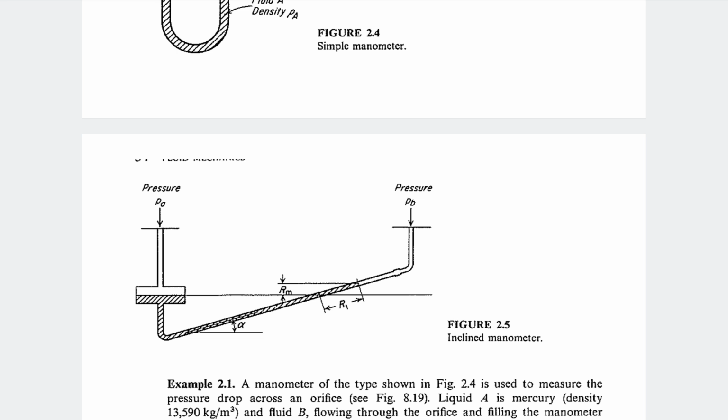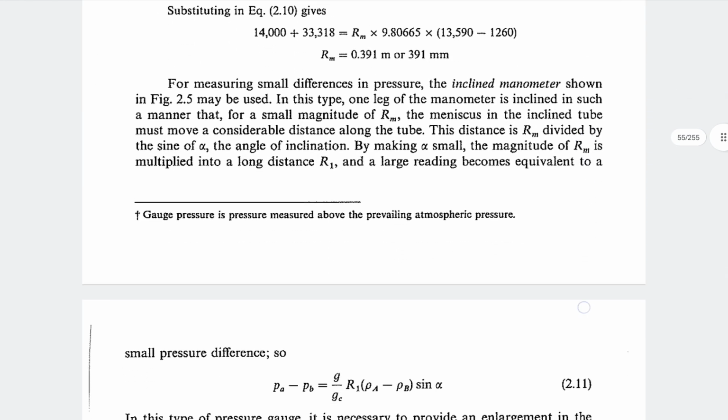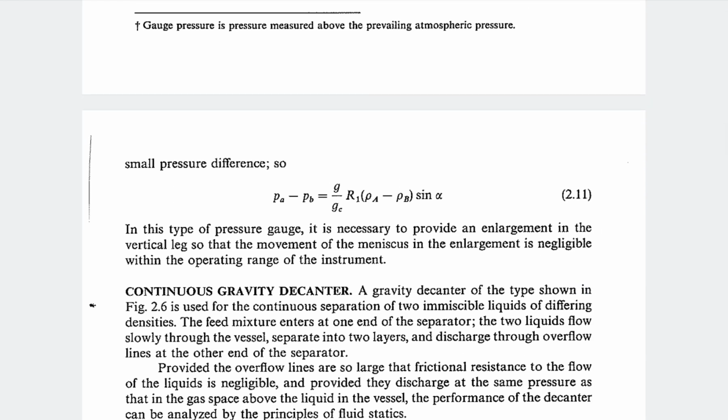And now what is happening, if you want to see this, this Rm is very less. But if you measure like R1, that is in an inclined position, this will be more. So it is very easy for us to measure this distance. So the equation will be changed a little. PA minus PB is equal to G, instead of Rm, I write R1 sin alpha, into rho a minus rho b, right? So I replace Rm with R1 sin alpha. That is the only change we have for an inclined U-tube manometer. That is the difference between a U-tube manometer and an inclined manometer.